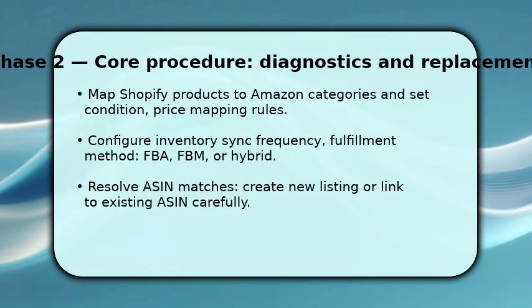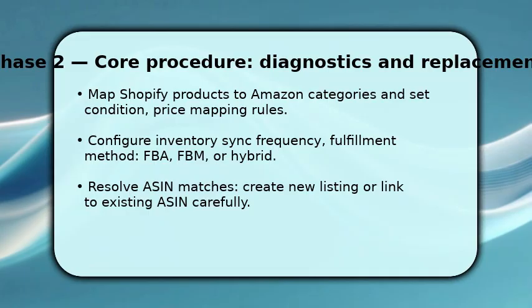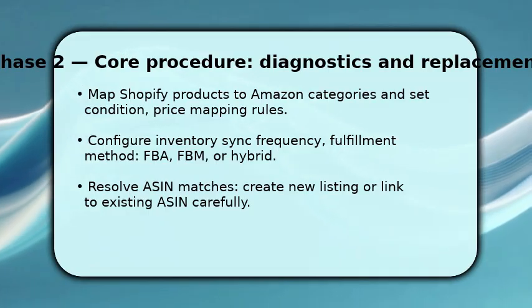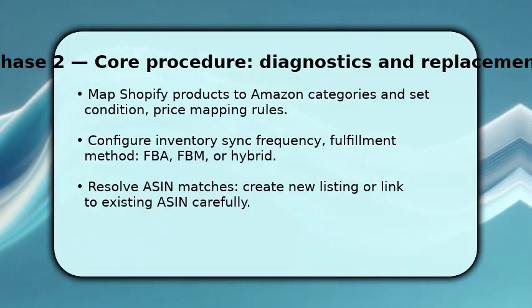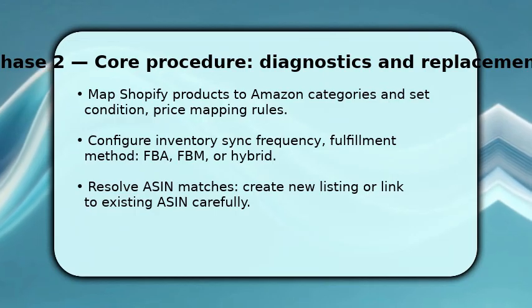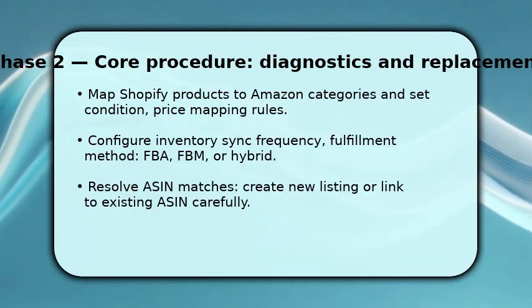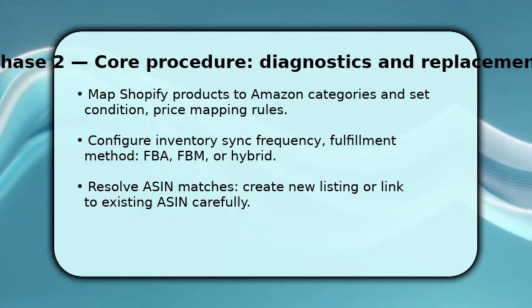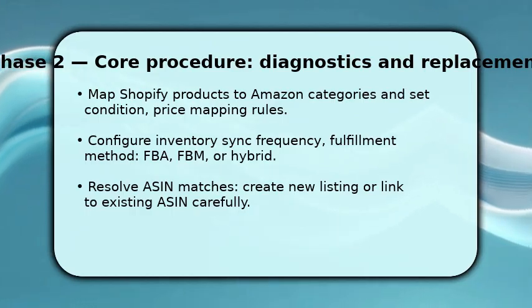Now you map and configure. Match each Shopify product to the correct Amazon category and set condition and price mapping rules, because misclassification reduces discoverability. Once done, configure inventory sync intervals and choose fulfillment: FBA for scale, FBM for control, or a hybrid model.